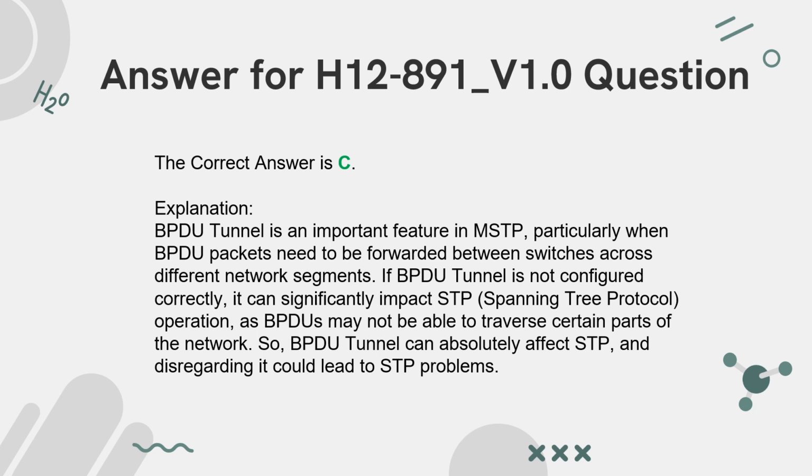BPDU tunnel is an important feature in MSTP, particularly when BPDU packets need to be forwarded between switches across different network segments. If BPDU tunnel is not configured correctly, it can significantly impact STP, Spanning Tree Protocol, operation, as BPDUs may not be able to traverse certain parts of the network. So, BPDU tunnel can absolutely affect STP, and disregarding it could lead to STP problems.